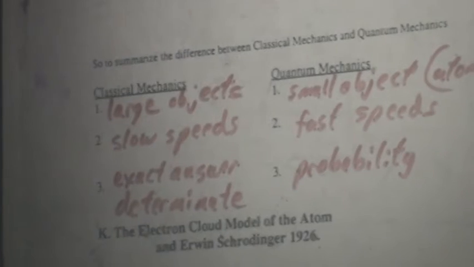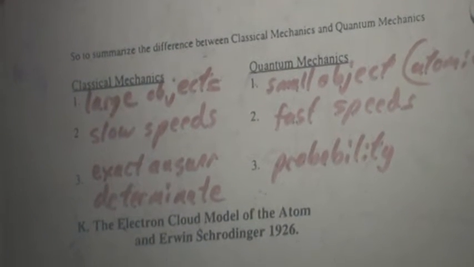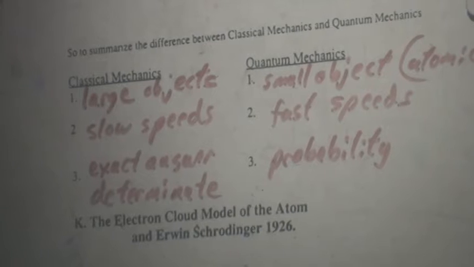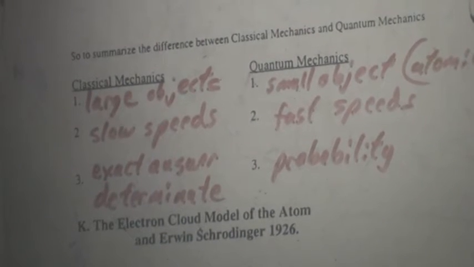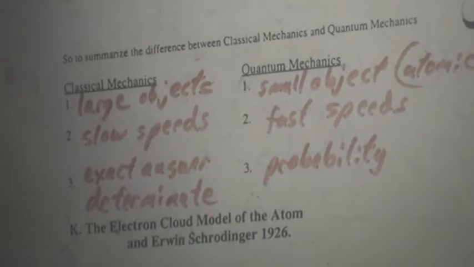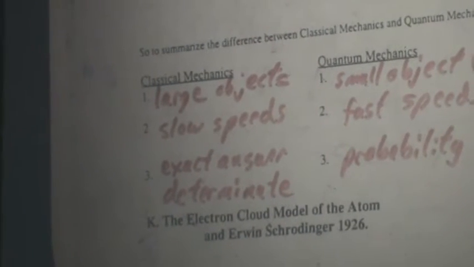So for homework, I want you to do quantum worksheet number 2. In case you didn't get that, let me put that up there for a second. So once again, large objects, slow speeds, you get an exact answer, or quantum mechanics, small objects, fast speeds, and you deal in terms of probability.